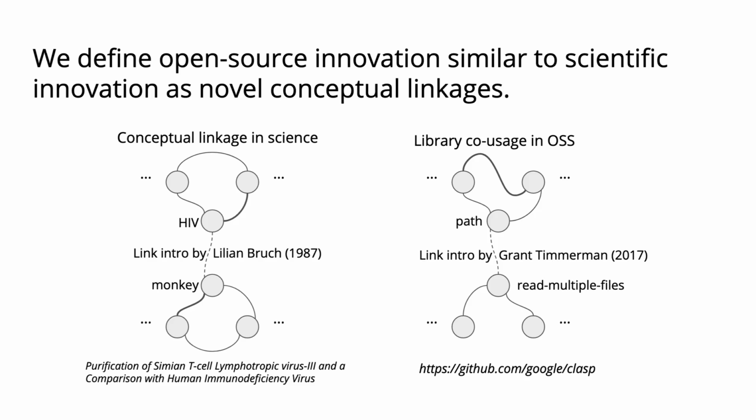in OSS. Hofstra and colleagues define scientific innovation as a novel conceptual linkage. For instance, the 1987 publication by Linienbusch was the first to establish a link between the concepts HIV and monkey, and was considered seminal in our understanding of HIV. We adapt their idea and define open source innovation as a novel library co-usage.